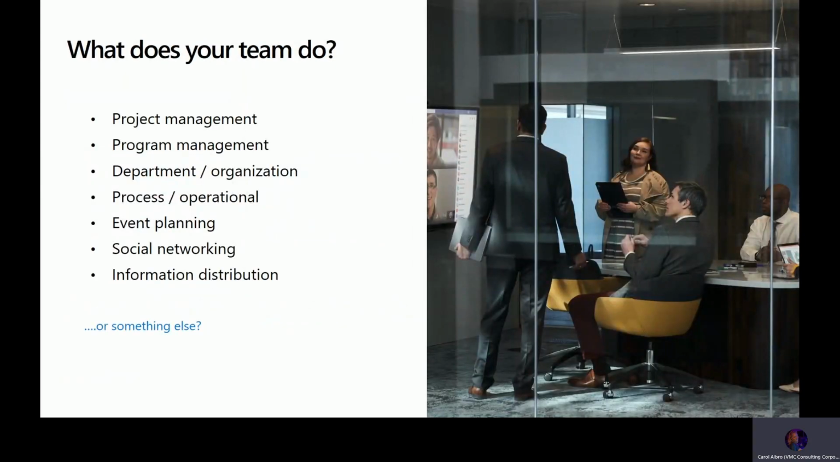Let's start with, what kind of team do you have? There are so many possibilities. You could have a project team with a beginning and an end, or an ongoing process team, like an operational team. There are program management teams, event planning, social networking, and maybe just an informational team. Maybe your organization is going through a big change and they need a place to be able to push out what next steps are happening. You may think of even more types based on how your organization operates.